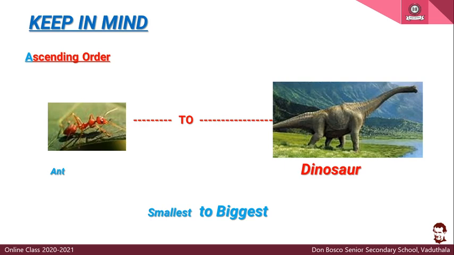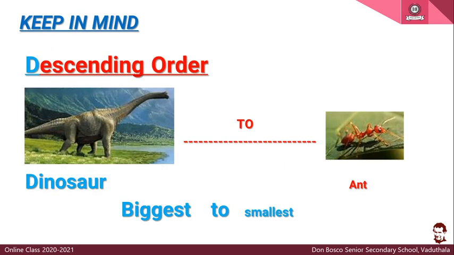Then we have descending order. Descending starts with D. D is for dinosaur, very big, isn't it? For the descending order you have to start with the biggest number to the smallest. So ascending order starts from smallest. Descending order, D for dinosaur, very big, starts with the biggest number. That's all for today.